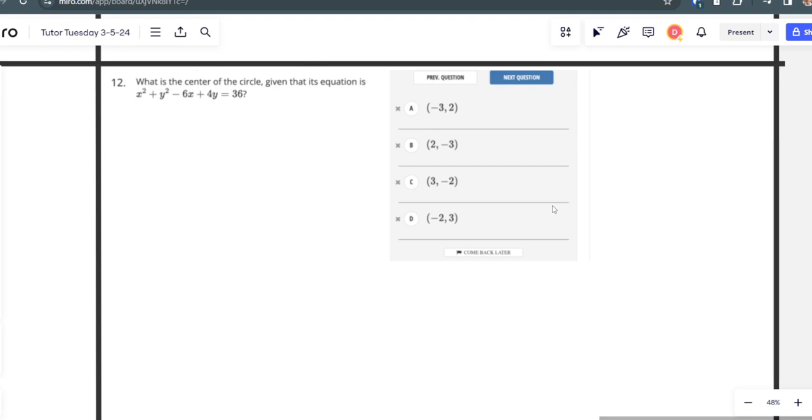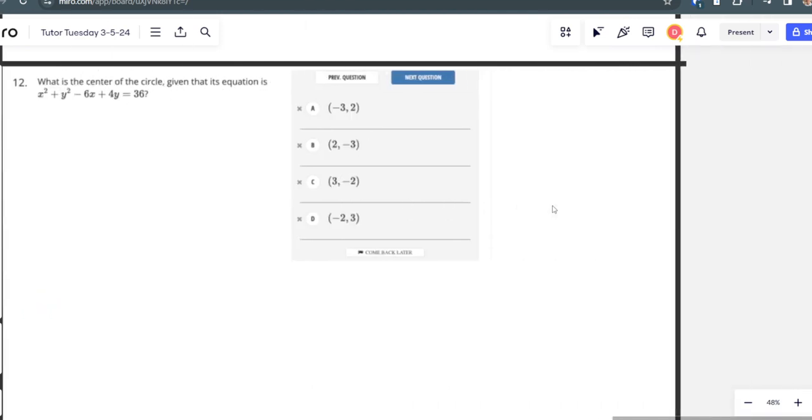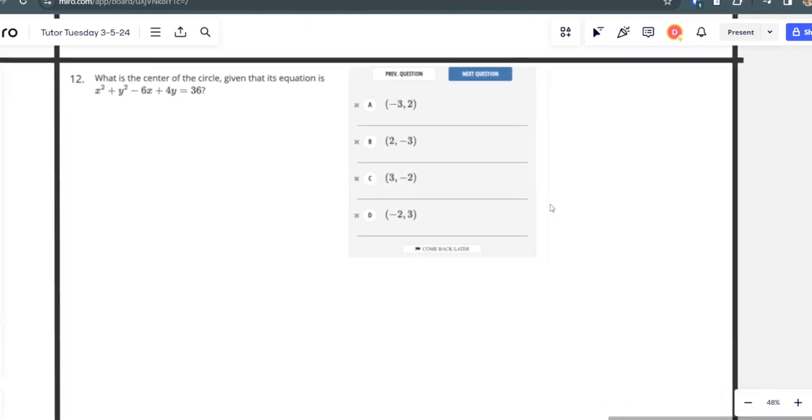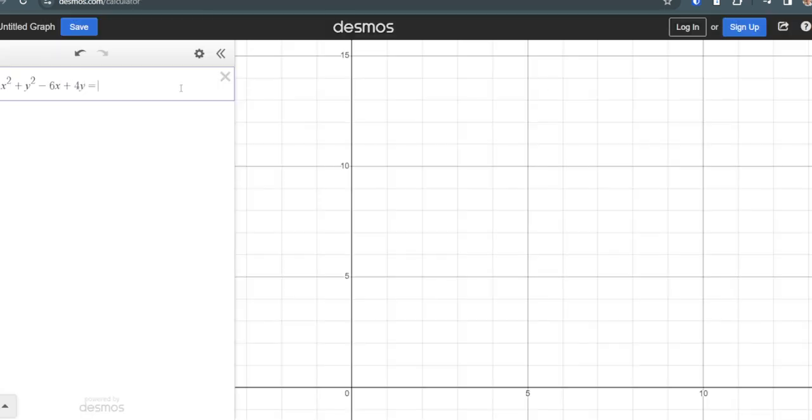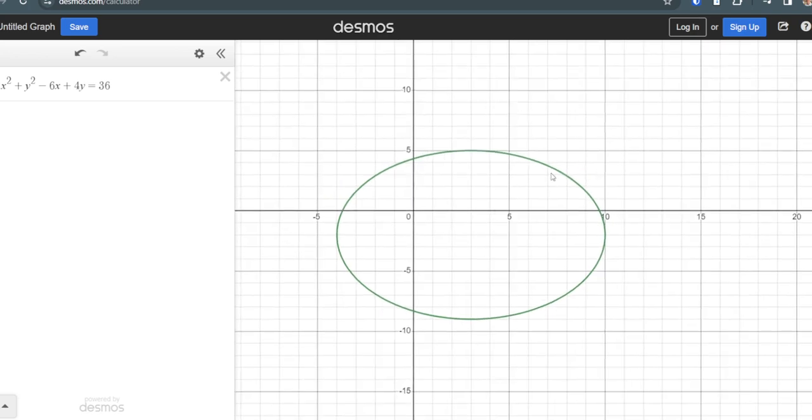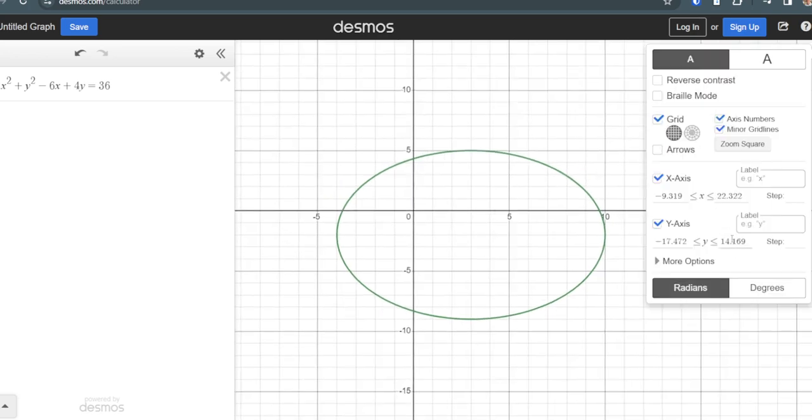We have another circle problem here, but it's circle equations instead of circle theorems. Well, both of them I guess are circle equations, but this one is a geometric interpretation of a circle. Yeah, so it's asking what's the center of the circle given that the equation is, let me plot it out here, x squared plus y squared minus 6x plus 4y equals 36. That looks really distorted. What did I do? I probably need to adjust my axes a little bit.